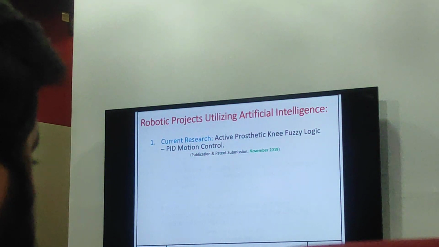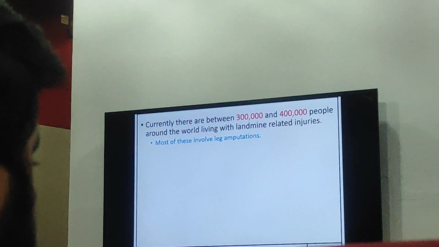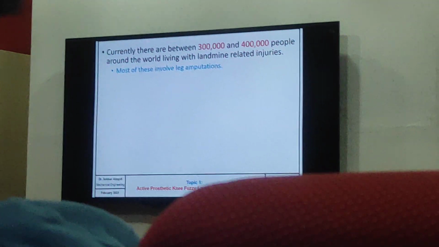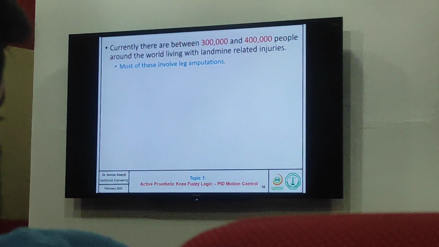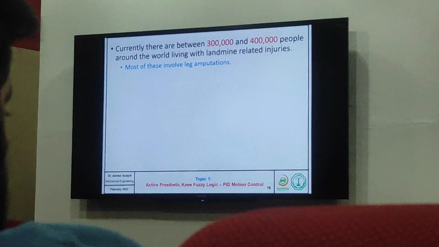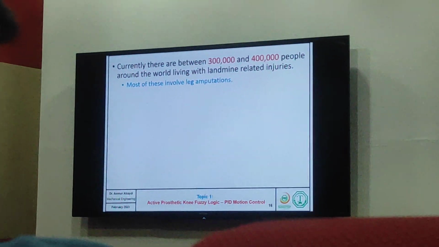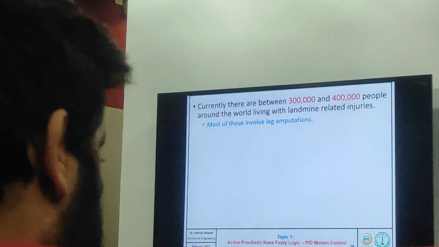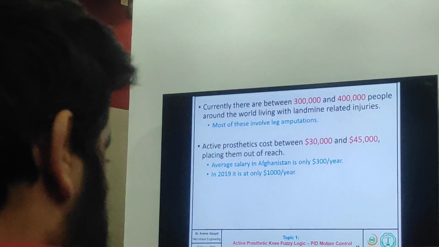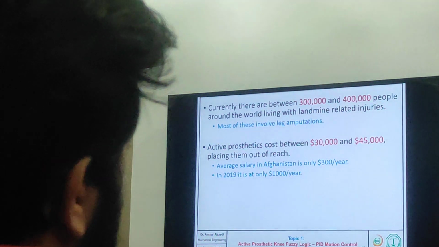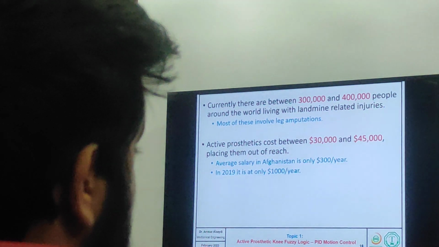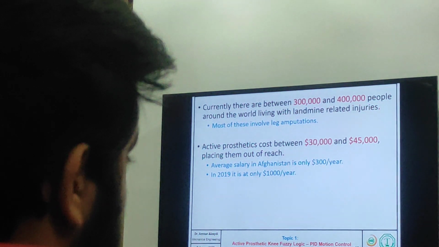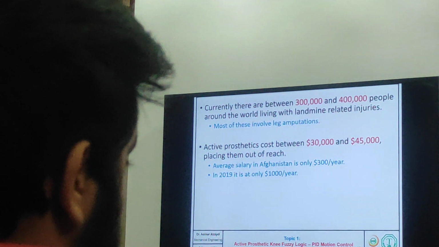For the very first topic, we were faced with a problem that we have 300 to 400,000 people with a landmine-related injury. Now, in this specific case, most of them are leg amputations, and this is very old statistics. I'm pretty sure it's much, much higher now. To actually wear a prosthetic leg or prosthetic knee, it usually costs anywhere from 30 to 45,000. Could be higher, could be lower.